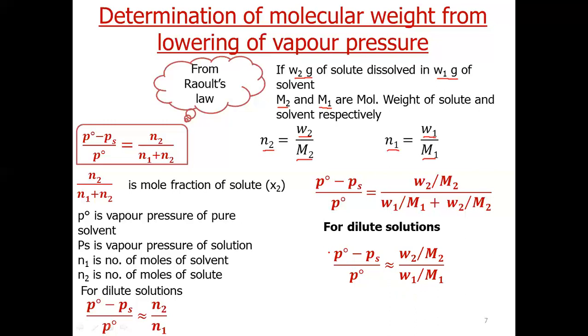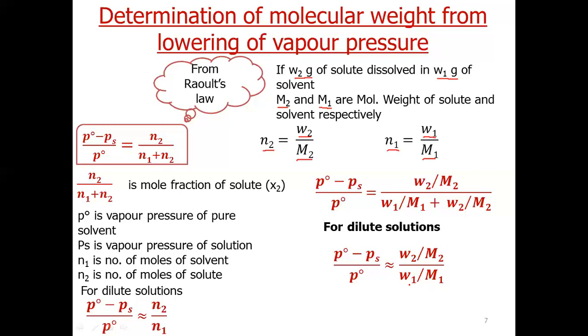Now, if we know this relative lowering of vapor pressure, and know the molecular weight of the solvent M1, the amount of solvent and the amount of solute, we can calculate M2, which is the molecular weight of solute. So this relation can be used to calculate the molecular weight of an unknown solute which is dissolved in some solvent of given weight. Okay.